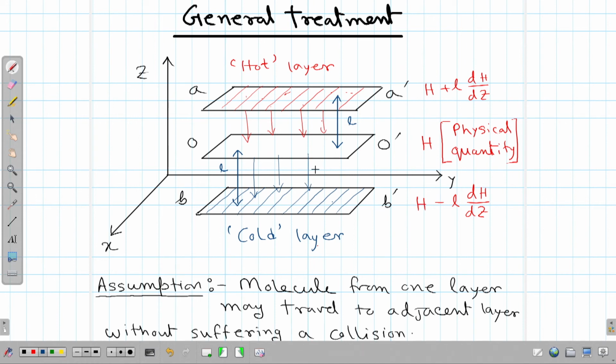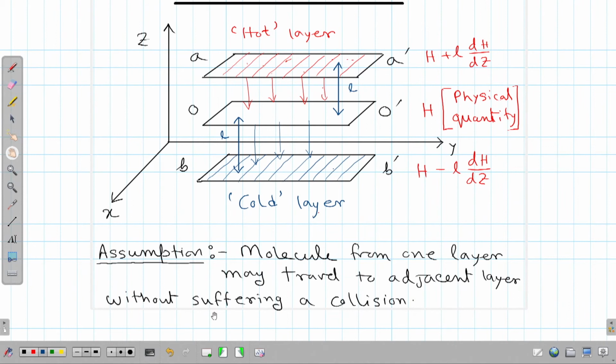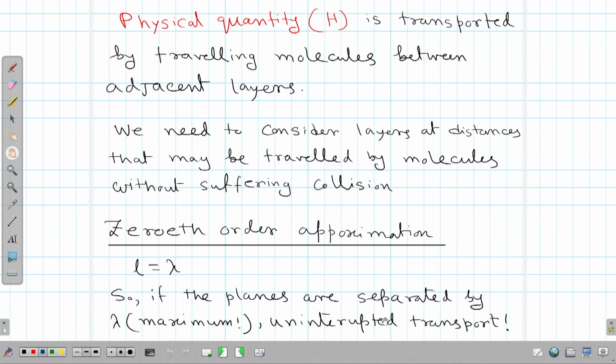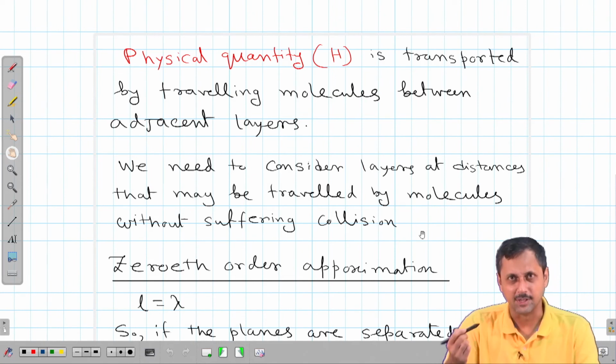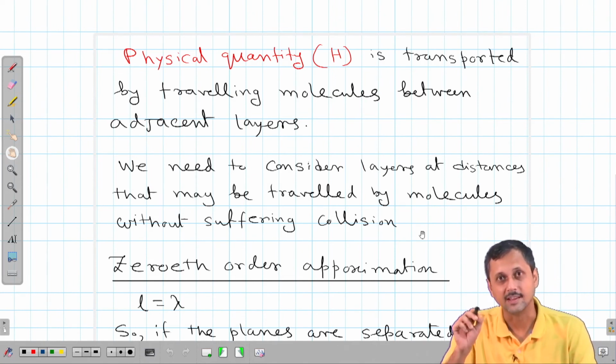So, once again this is kind of a semi-classical picture, or semi-macroscopic picture. We are not exactly considering the microscopic level, nor exactly the macroscopic level, we are considering a mixture of both, right. So, now in order for such phenomena to take place, that means the molecules from each layer traveling to the adjacent layer without suffering a collision, there has to be a limit, or there has to be an estimate of this length scale L.